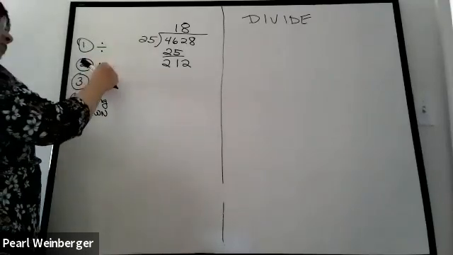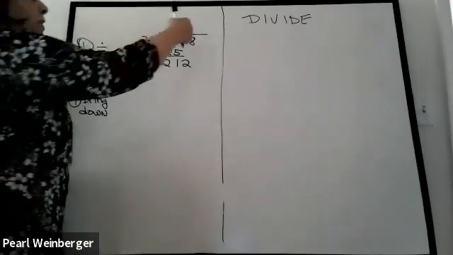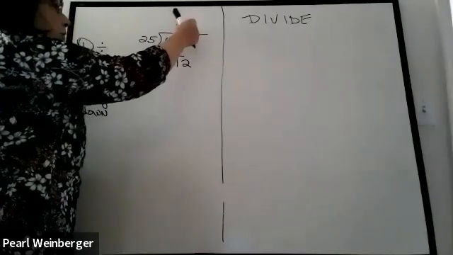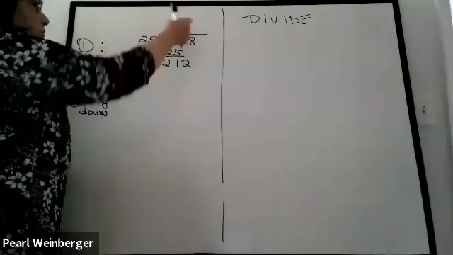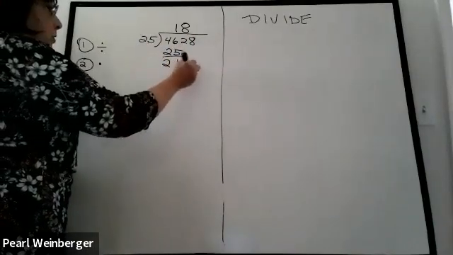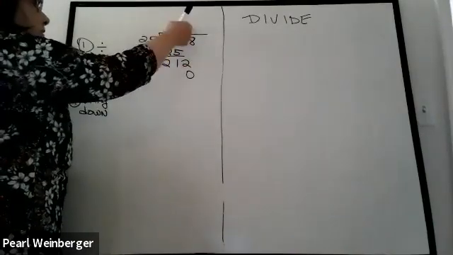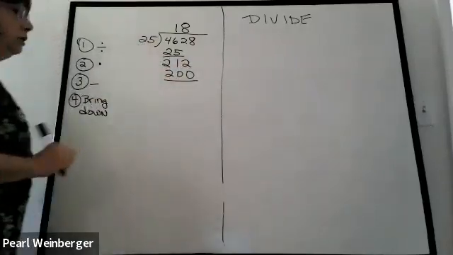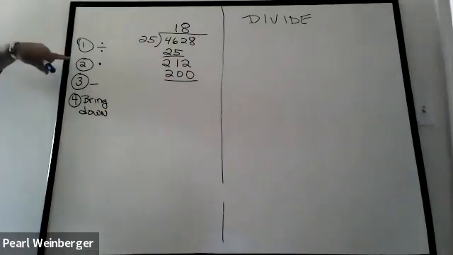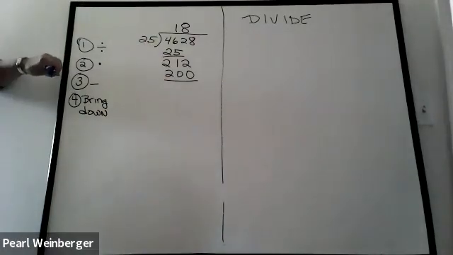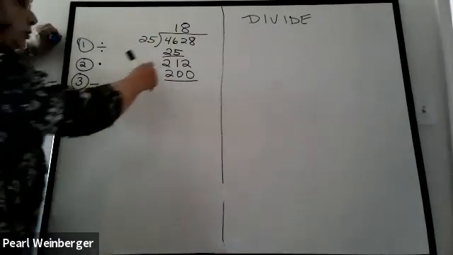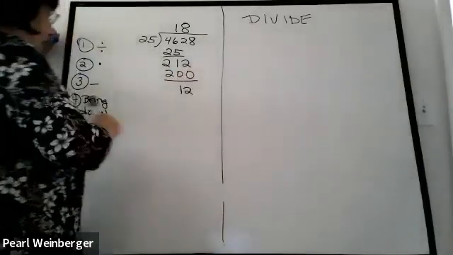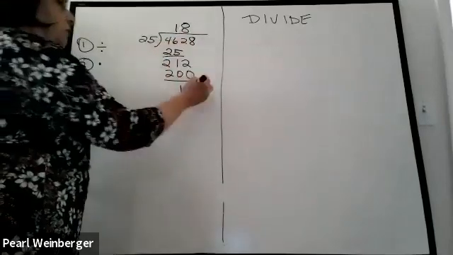So now I have to multiply. What I multiply by is the number that I just put on top. I just put an 8 on top. I multiply the 8 times the 25. So 8 times 5 is 40, and 2 times 8 is 16, and 4 is 200. 8 times 25 is 200. I now multiplied, so the next step is to subtract. 212 minus 200 is 12, and I bring down the next number, which is an 8.